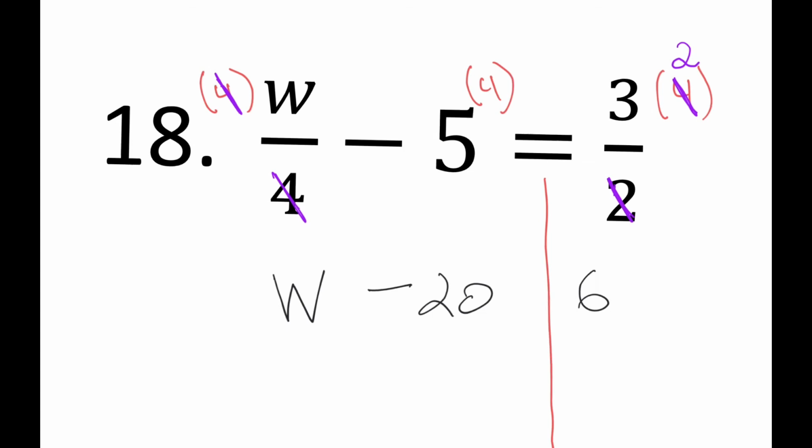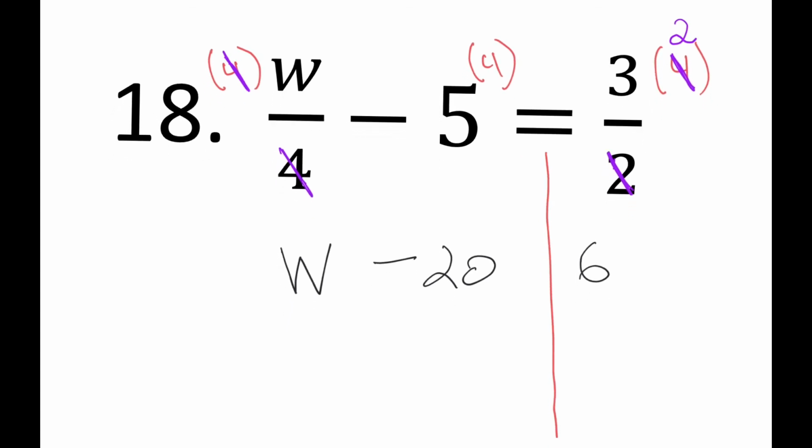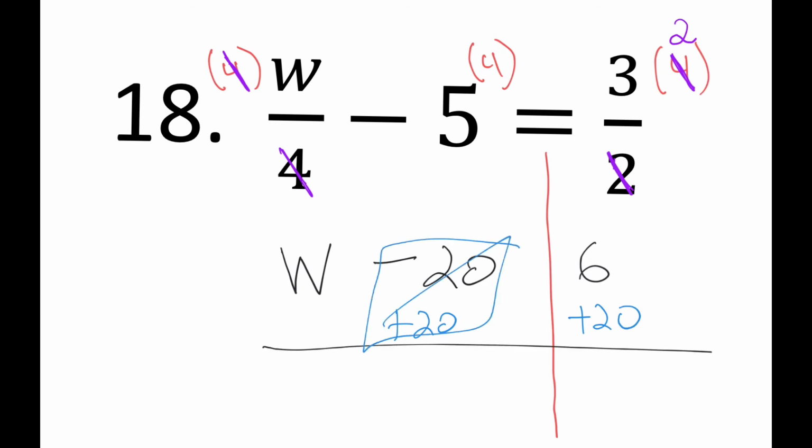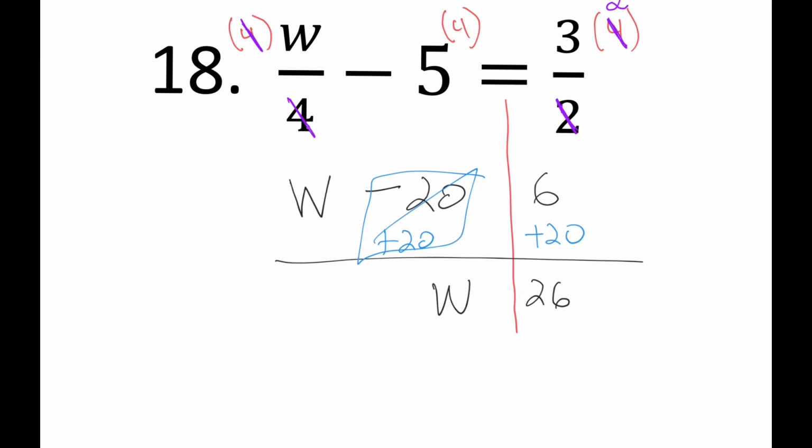Now that you guys don't have any fractions, you guys are ready to solve. So you get rid of the constant that's on the same side of the variable. So you add 20 to both sides, add 20 here, and you guys cancel the 20s. So we get w on one side, and the other side, 6 plus 20 is 26. And you guys can write this down as w equals 26.